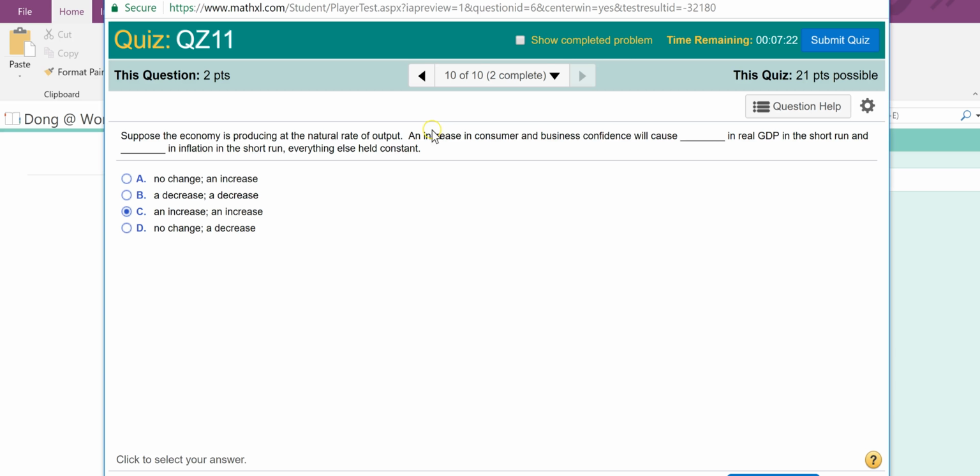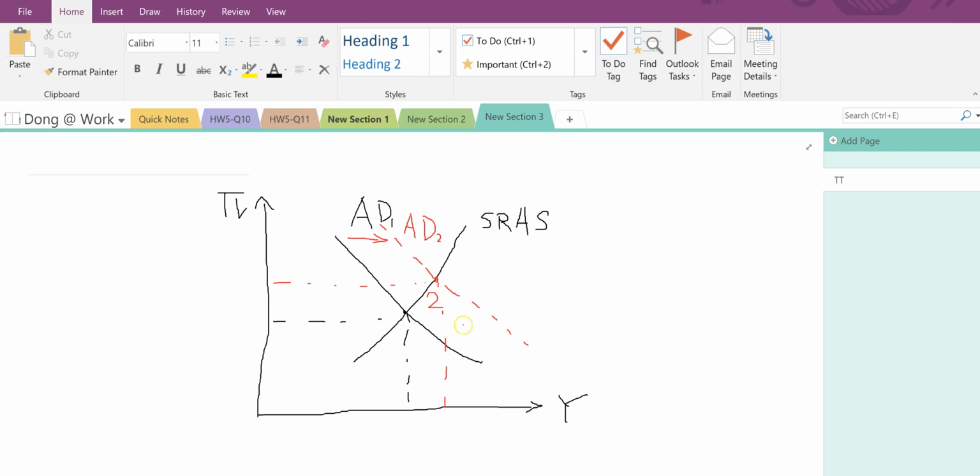If the question further asks what's going to happen in the long run, then how can we answer that question? The economy won't stop at point 2, because the output here is different from the potential level. So this is the potential level YP, and the output here is greater than YP. That means there's excessive tightness in the economy. Hence wages will go up, prices will go up, hence inflation will shoot up.